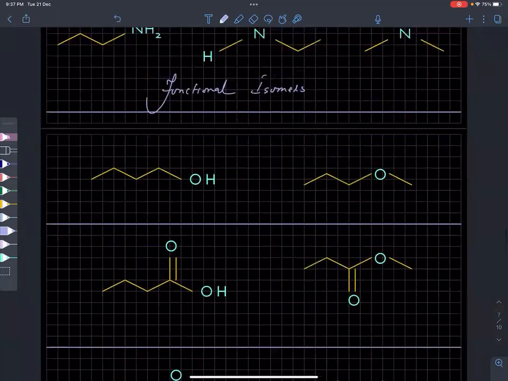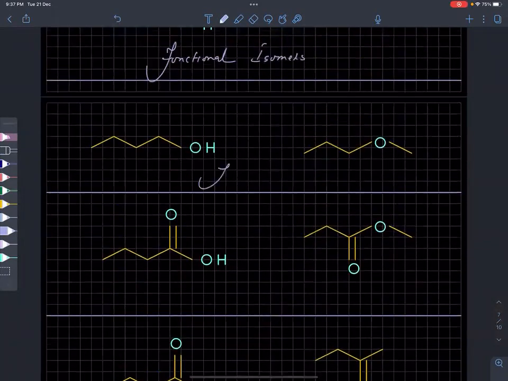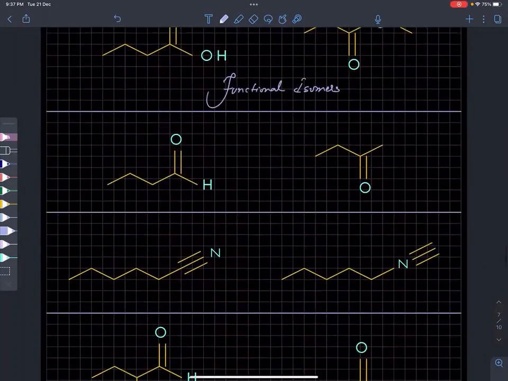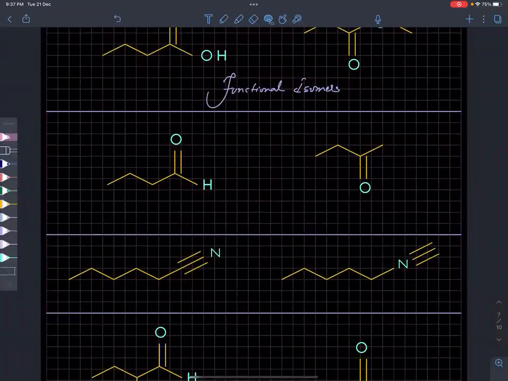What about these two? These are also functional isomers: alcohols and ethers. These are esters and acids, also functional isomers. What about these two? What are these? These are not isomers. Check. Yes, sir, these are not isomers.